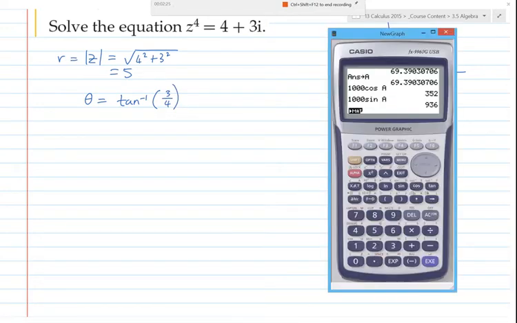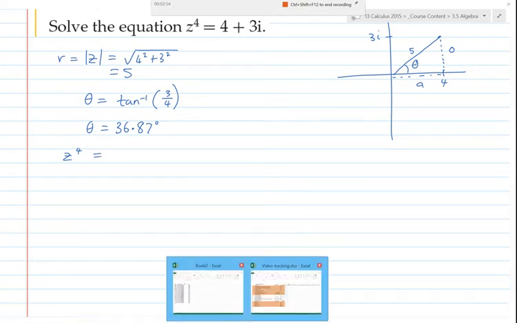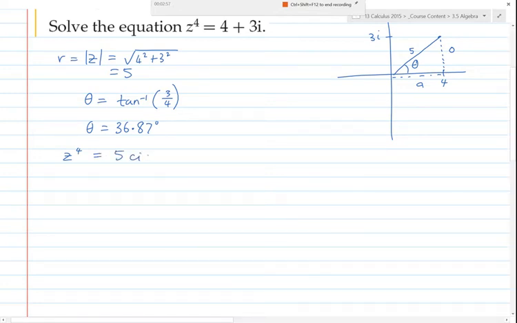So let's bring up our calculator here, shift tan, 3 over 4, put that in brackets so our calculator knows what it's doing, and that gives us 36.87 degrees. So theta equals 36.87 degrees. Okay, so writing this equation in polar form, we're going to have z to the 4 equals 5 cis 36.87 degrees, and if we're wanting to solve this, then we're going to take the quarter power on both sides.